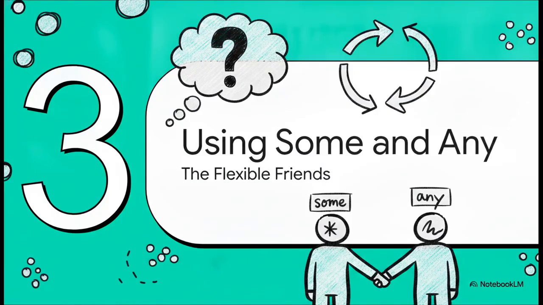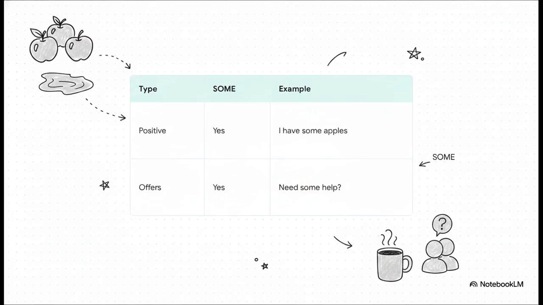All right, Section 3, Using some and any. I like to call these the flexible friends. Let's look at just how adaptable the word some really is. It works perfectly whether you're dealing with countable items like apples or uncountable substances like water. It's an incredibly forgiving little word, especially when we're trying to be positive or polite.